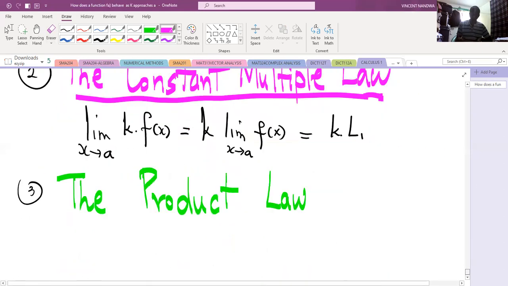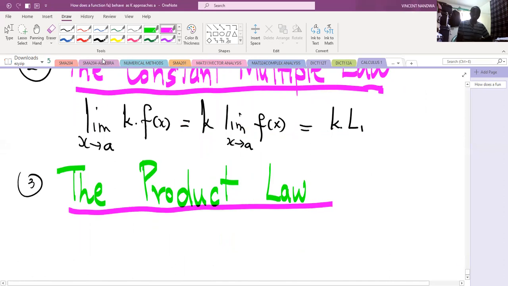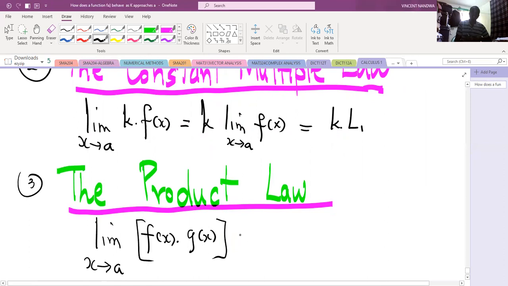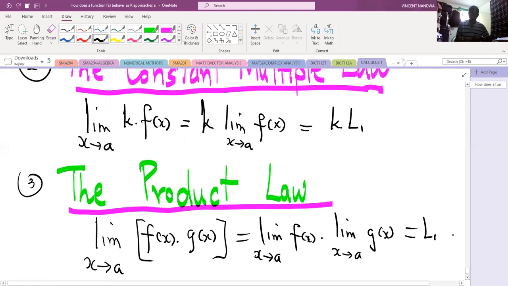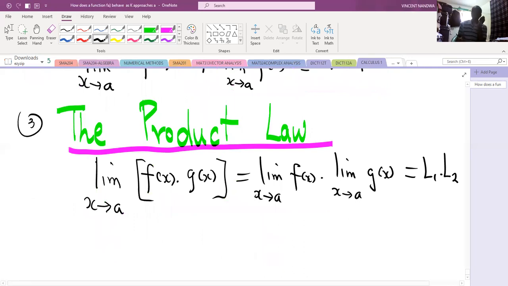So the next one is the product law. The product law states that the limit as x approaches a of the product of two functions f of x times g of x is the same as the limit as x approaches a of f of x times the limit as x approaches a of g of x. So it's the same as L1 times L2. So the limit of a product of two functions is the same as the product of their respective limits.